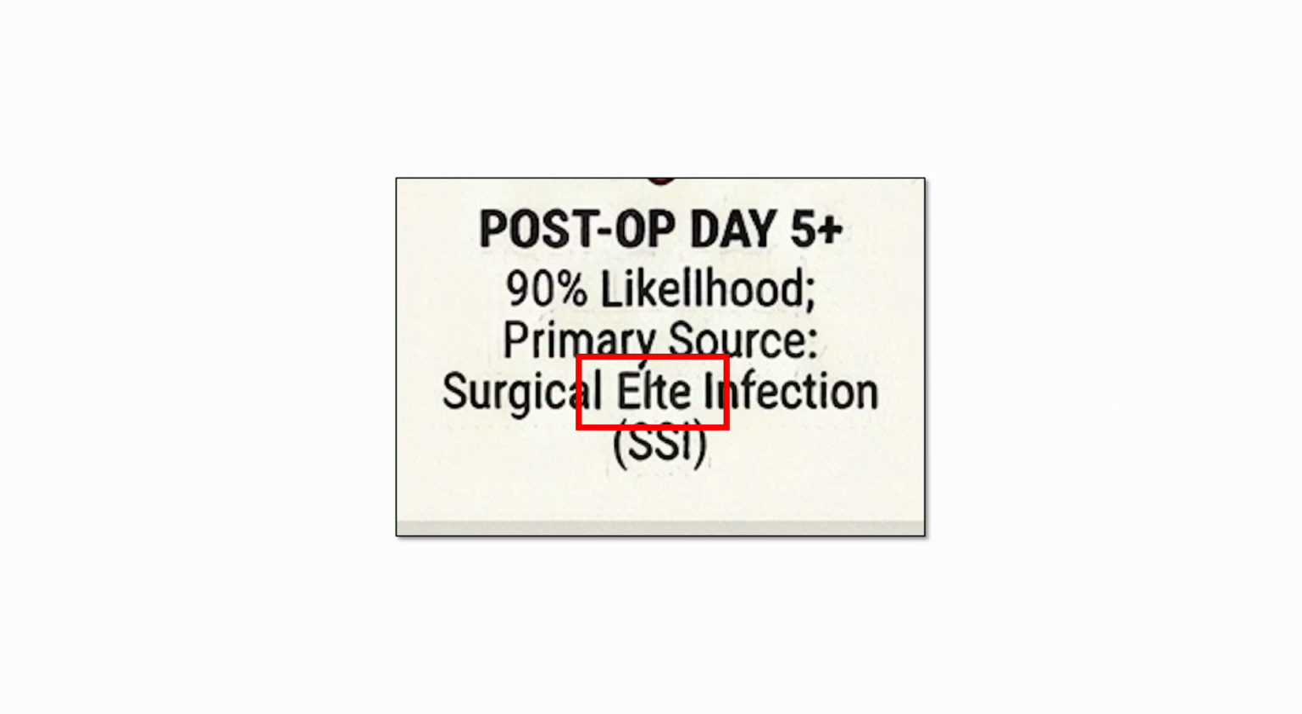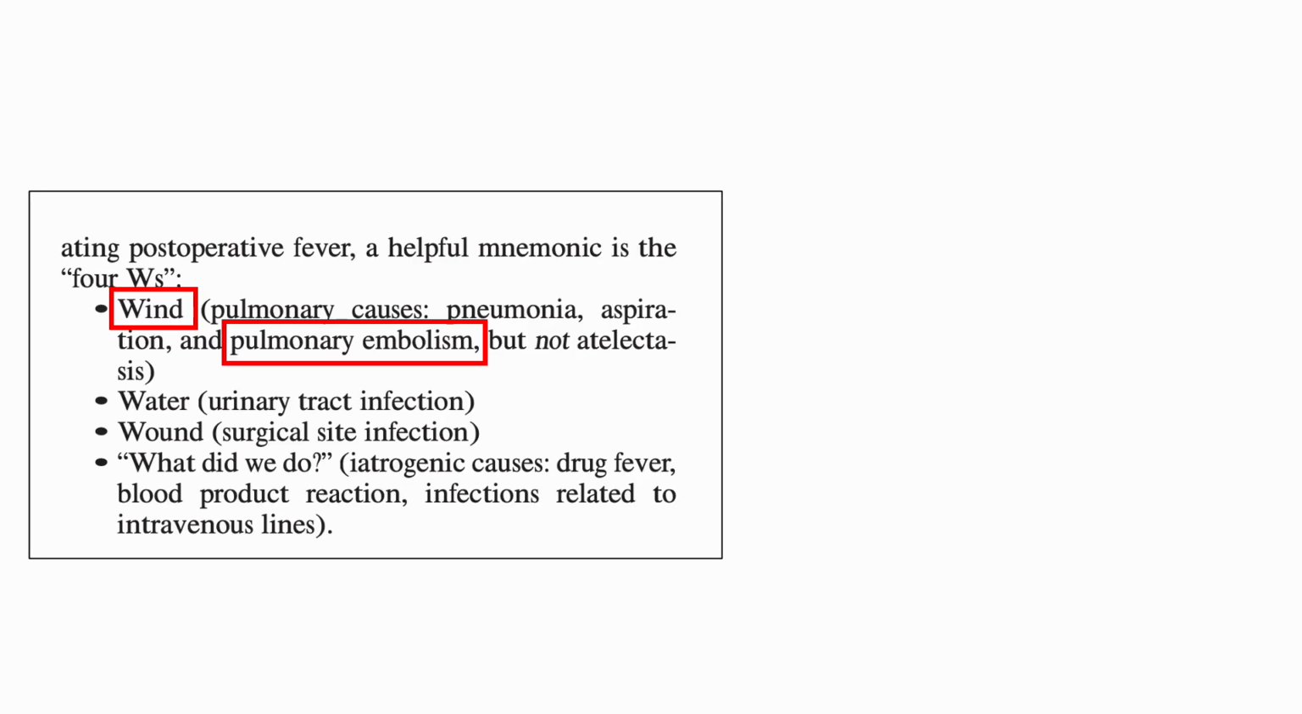So when we look more closely, first there's this funny typo when it tried to write surgical site infection. This often happens when AI tries to render images, where it will make up words, but all in all, this is a relatively low-stakes error. What's more concerning though are the AI's editorial choices.